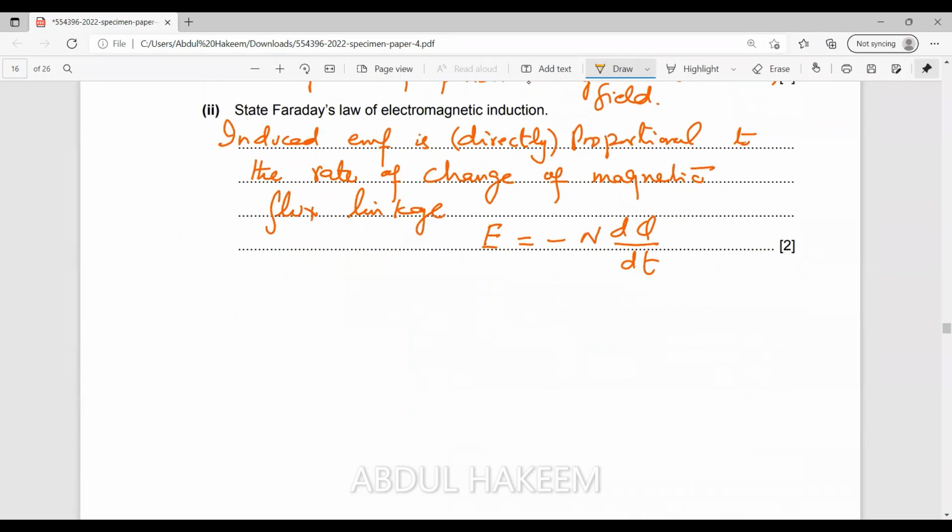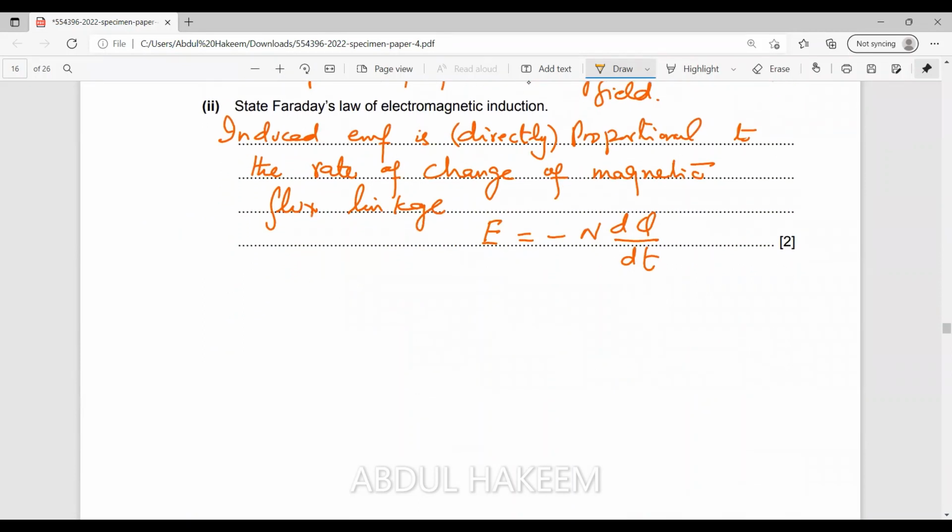Okay. And the next is state Faraday's law of electromagnetic induction. Induced EMF is directly proportional to the rate of change of magnetic flux linkage, meaning E is equal to minus N d phi over dt.